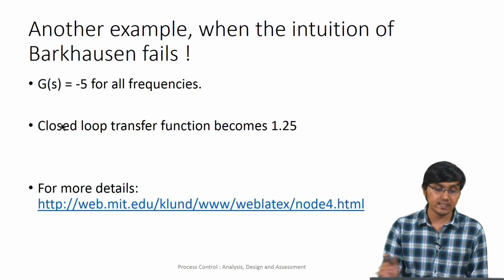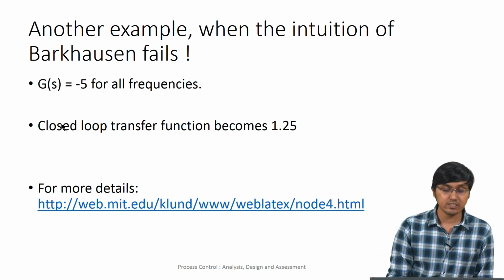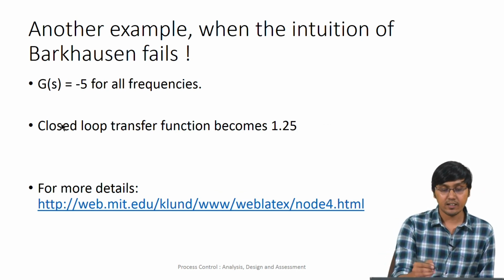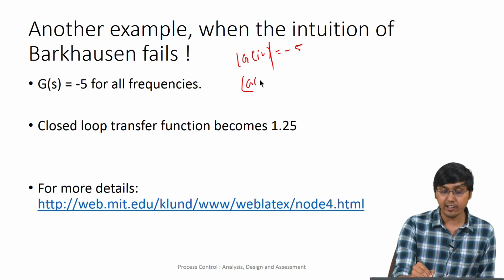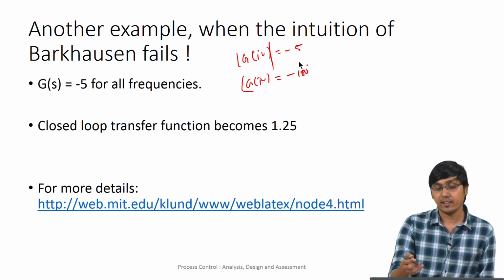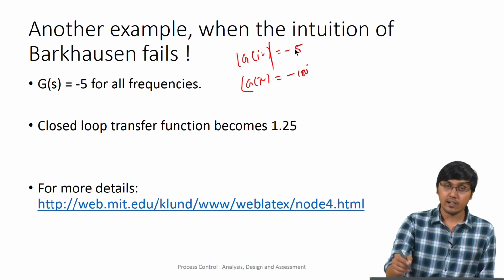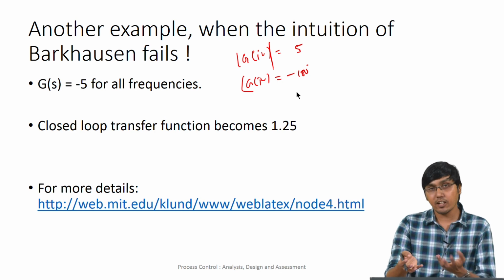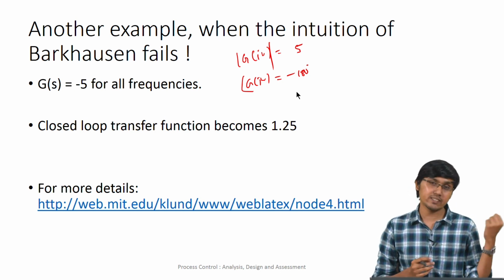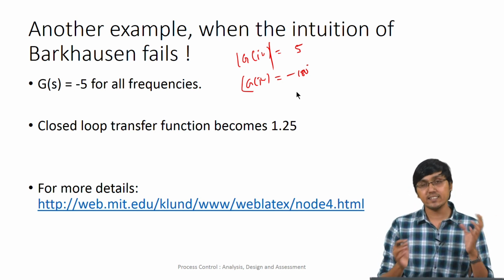So another example is if you take g of s equal to minus 5, then basically the magnitude of g of j omega is 5 for all frequencies, and the angle of g of j omega is nothing but minus 180 degrees, right, because the minus sign contributes a minus 180 degree phase lag. This means that the modulus is always positive, so the modulus is 5, and this again pushes us to intuitively feel okay, this system is going to be unstable.